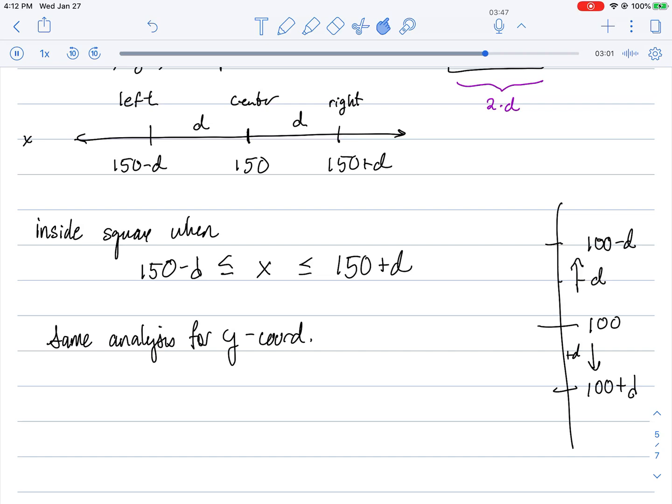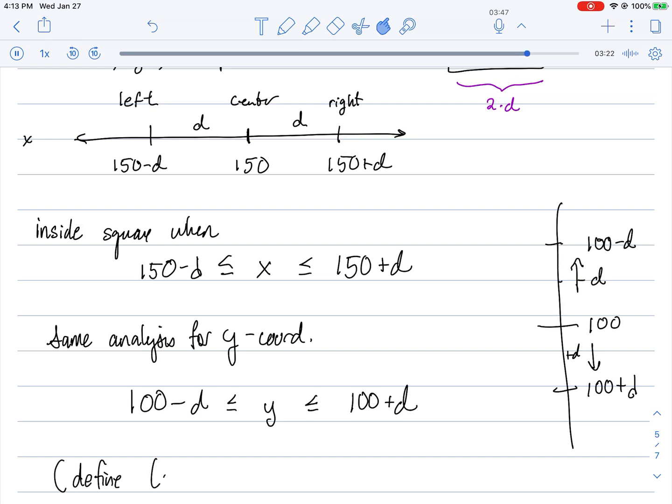So this means that the y coordinates are potentially in the square if 100 minus d is less than or equal to y, less than or equal to 100 plus d. Okay? So if you take these two pieces of information together, you should be able to write your in square function.